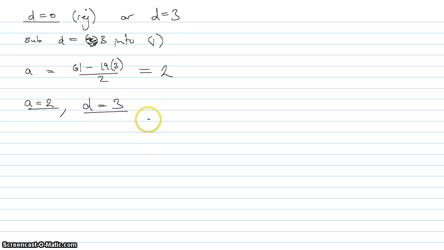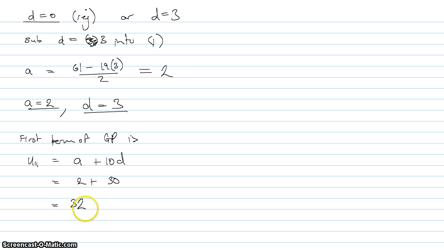But that's not what they ask. They want the first term of the GP. So what's the first term of the GP? Well, the first term of the GP is U11, right? That's what they told us. And that's precisely equal to a plus 10d. So that's going to be 2 plus 30. It's going to be 32. So that's the answer to the first part.